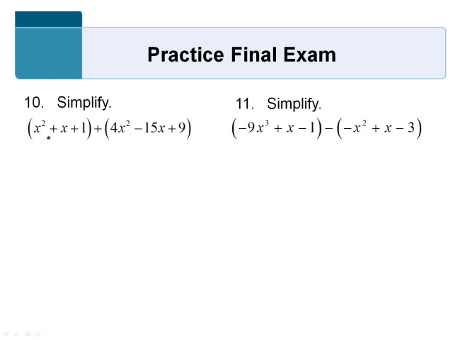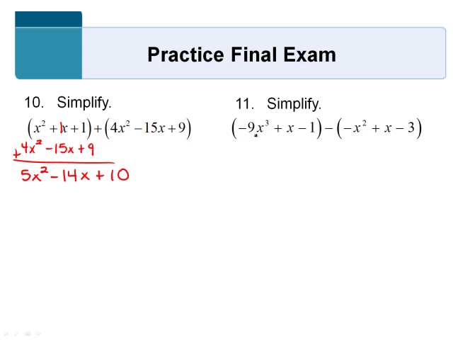Okay, 10 and 11, we're now getting into exponent problems with polynomials. So 10 is just addition. This is where you're going to put the second polynomial up underneath the first one so that like terms are on top of each other, so that you've got them lined up. So we have x squared plus 4x squared would give me 5x squared. And this is a 1x, and negative 15x would be negative 14x, and 1 plus 9 gives me positive 10. So that gives you your polynomial in descending order.